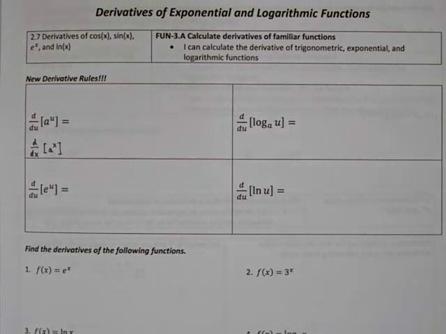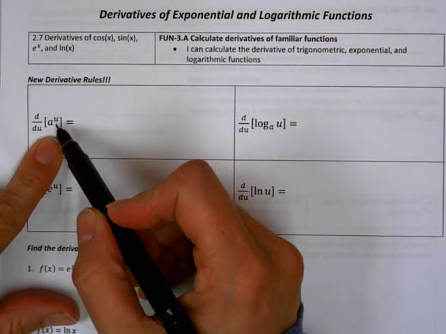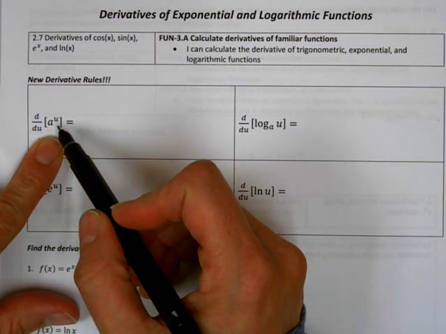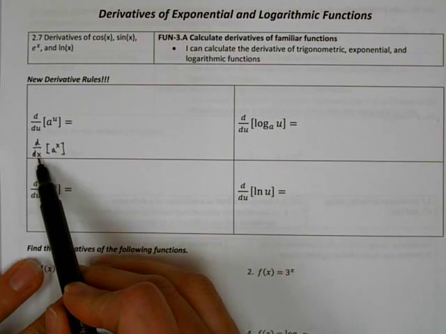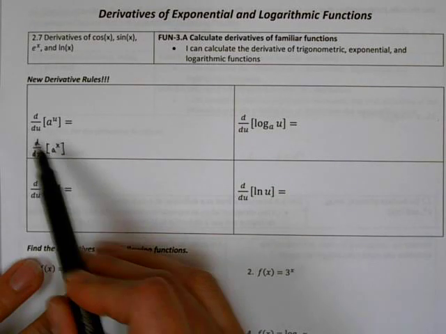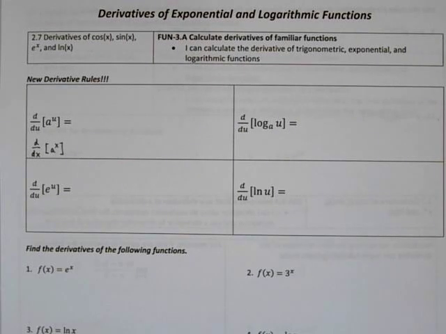Before we get started, one note I want to make is here you'll see that we're using u for our independent variable. So this is just really the same as calling it the derivative with respect to x of a to the x. We just happen to be using the variable u. So I don't want anyone to get too thrown off by that.